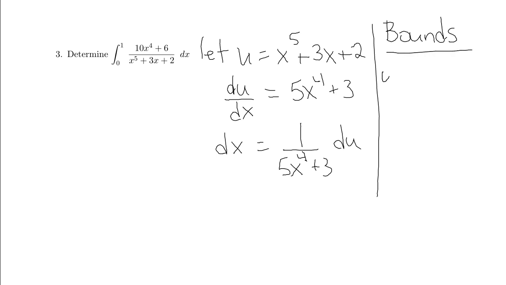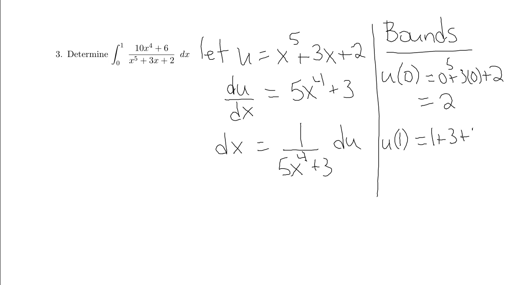And so we need to figure out what u of 0 is. And so u of 0 is going to be 0 to the power of 5 plus 3 times 0 plus 2, which is just equal to 2. And u of 1 is going to be 1 plus 3 plus 2, which is going to be 6.